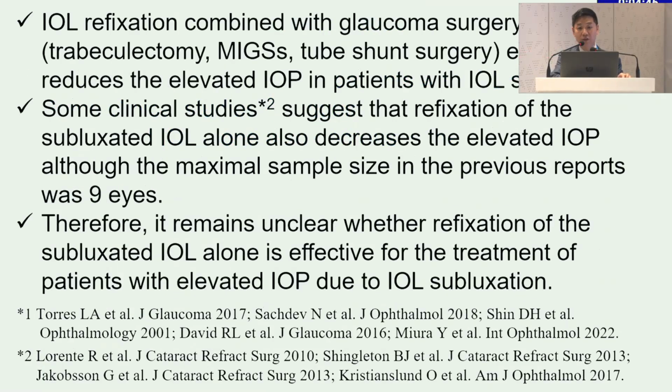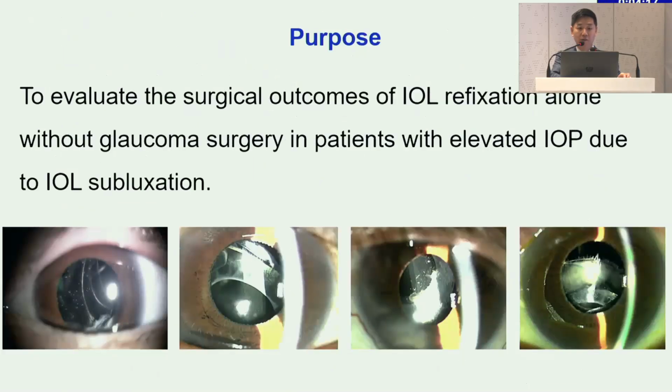IOL refixation combined with glaucoma surgery effectively reduces the elevated IOP in patients with IOL subluxation. Some clinical studies suggest that refixation of the subluxed IOL alone also decreases the elevated IOP, although the maximum sample size in the previous reports was very small. Therefore, it remains unclear whether refixation of the subluxed IOL alone is effective or not. The purpose is to evaluate the surgical outcomes of IOL refixation alone without glaucoma surgery in patients with elevated IOP due to IOL subluxation.